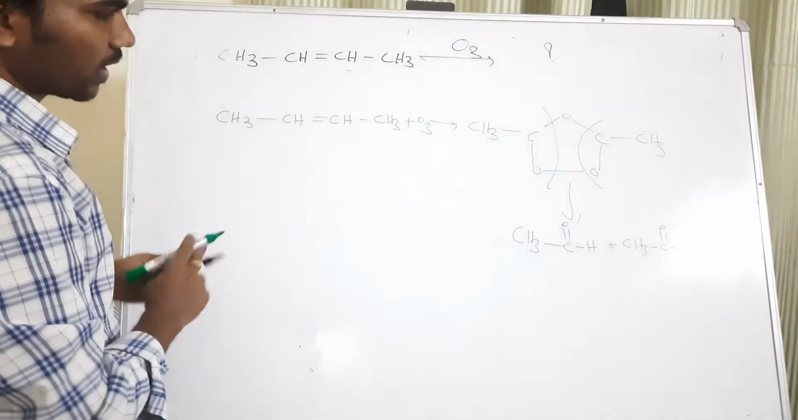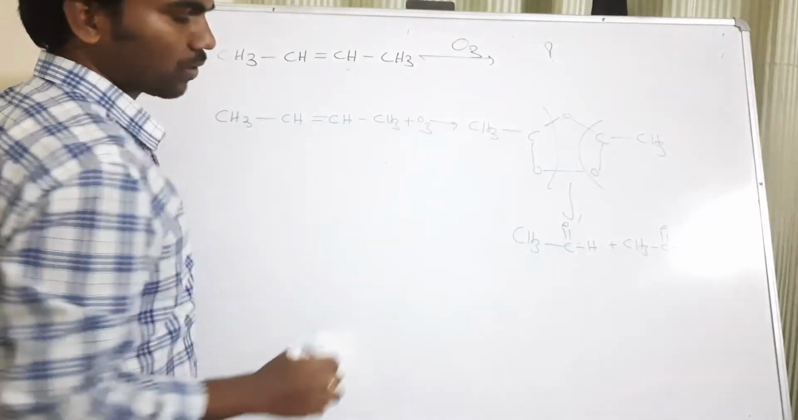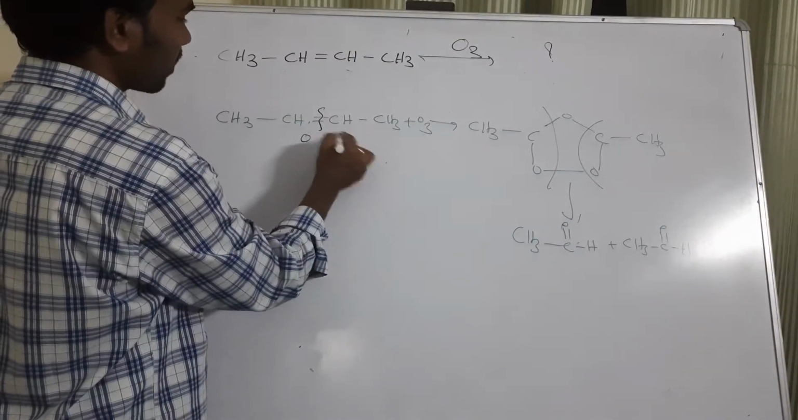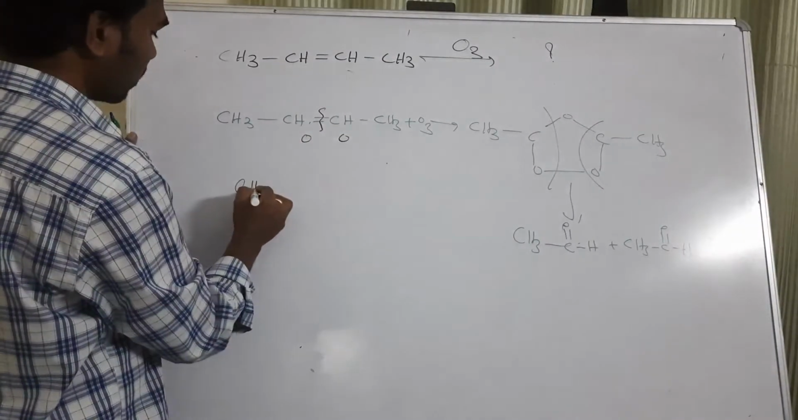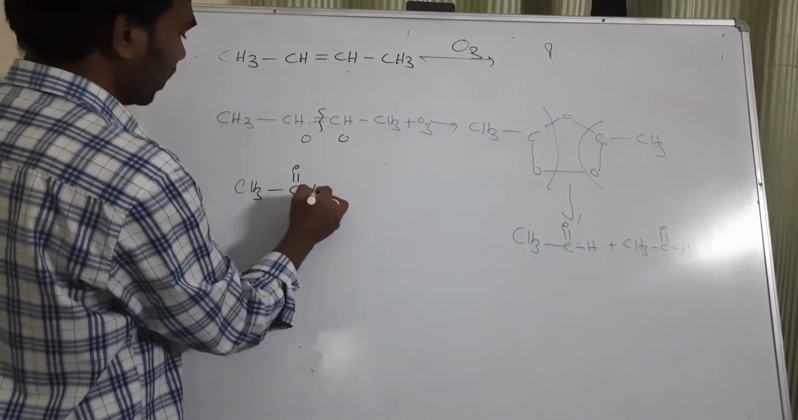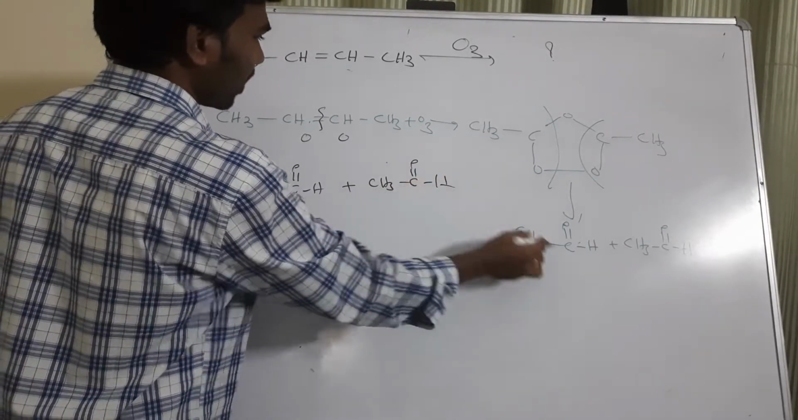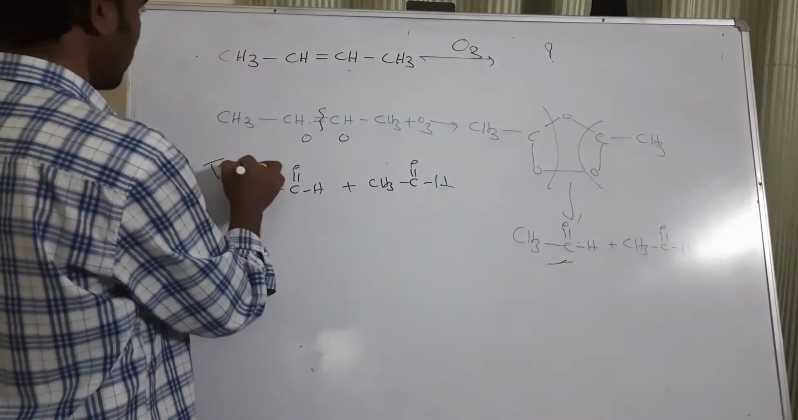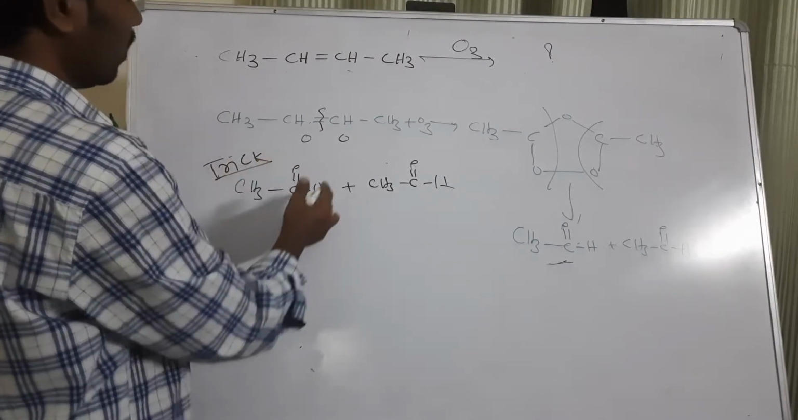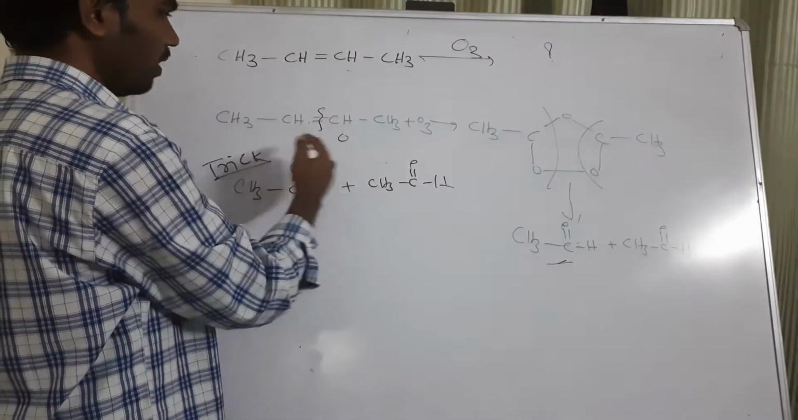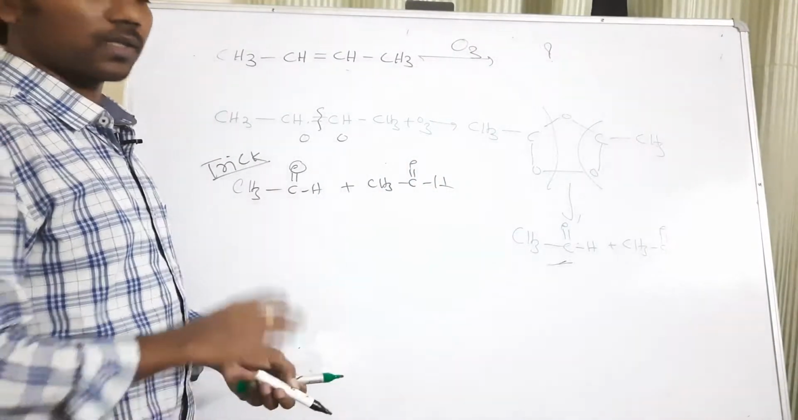So here is a very simple trick. Without writing this ozonoid also we can write the product. Just break here and connect one oxygen to this side and one oxygen to this side. So then what is the answer? CH3 C double bond OH plus CH3 C double bond OH. The same product came, or not? So you can use this as a trick. Where the double bond is there, you have to break it and connect one oxygen to this side and one oxygen to that side, and you will get the product.